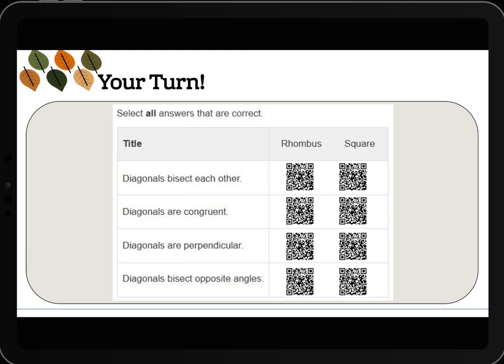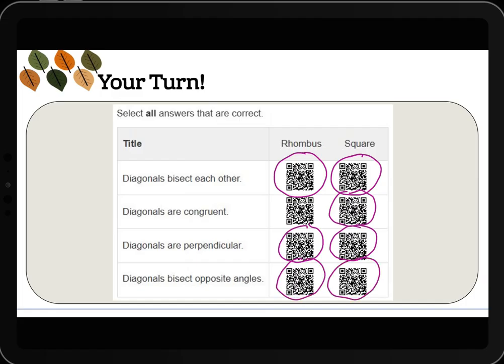So what you should have said is that the diagonals bisect each other for both. Diagonals are congruent is only true for the square. Diagonals are perpendicular for both. And diagonals bisect opposite angles. That is also true for both as well. So again, only the diagonals are congruent in a square rather than in a rhombus.